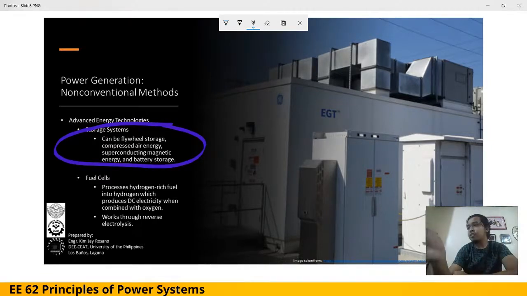So storage systems, earliest technologies use flywheel storage. It's basically inertia. And then you have compressed air energy, superconducting magnetic energy, and battery storage.